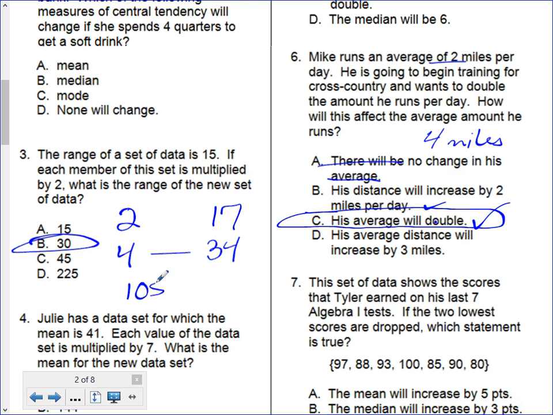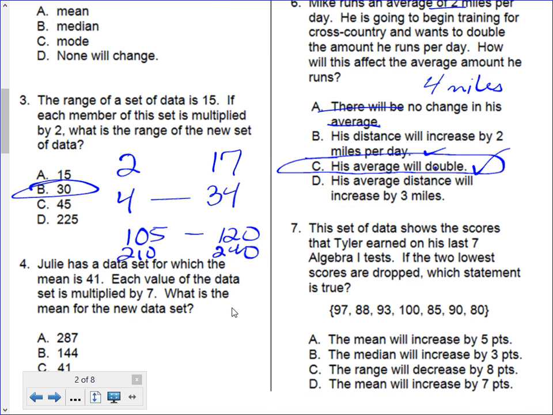105 goes to what? 120, right? Okay, let's double them. 210 and 240. Are they 30 apart? Yep, so it works every time. Okay. Just create a situation, it's real, but just make one up.